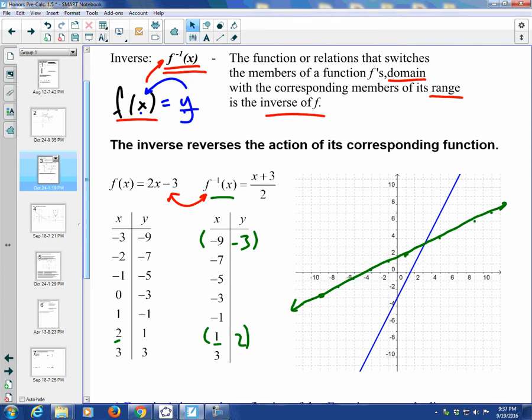And in general, what we're seeing here is a reflection across the line y equals x between inverse functions, or inverse relations. Okay? So every point on the function f is reflected across the line y equals x to give us a point on the function f inverse.